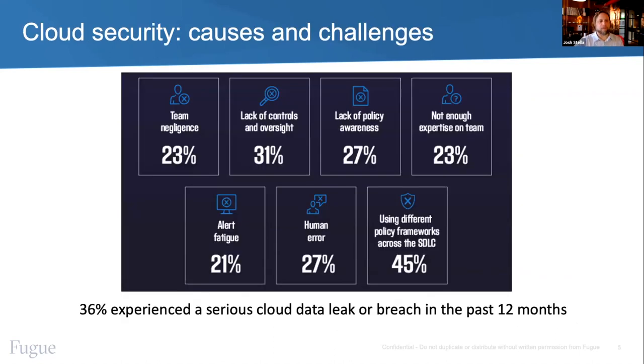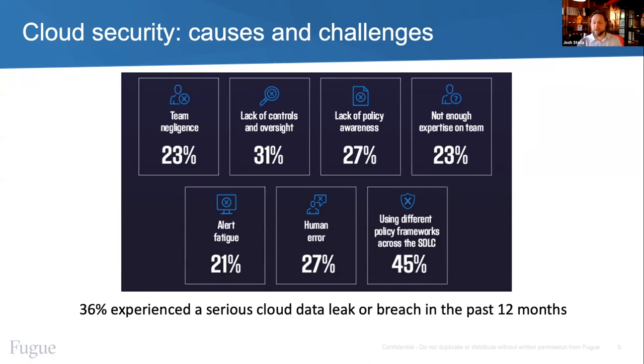All right, some stats from our survey: causes and challenges. I think the big number here is 45. That's the largest number on here. And this is highly relevant to what we're going to talk about today, which is using different policy frameworks at different stages of the software development lifecycle. So in a lot of environments, if you're using certain vendors, pretty much, this is not a vendor pitch. We're talking about a problem here, but our approach is that you should have the same policy framework all the way through the SDLC.